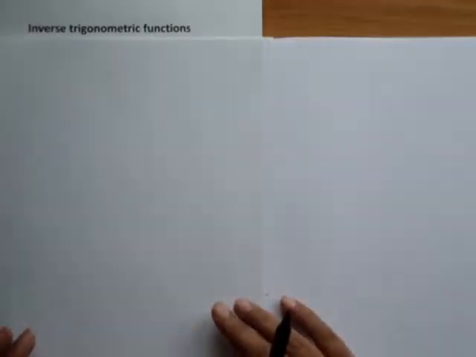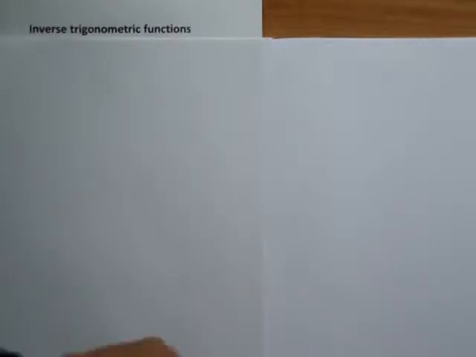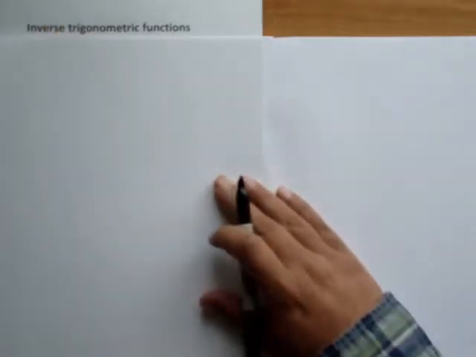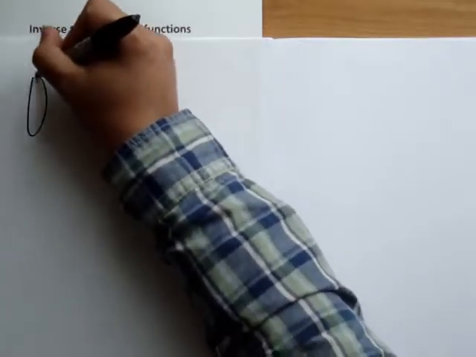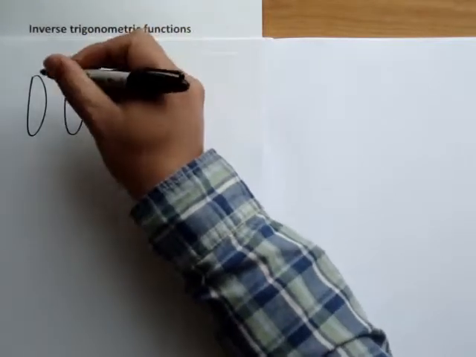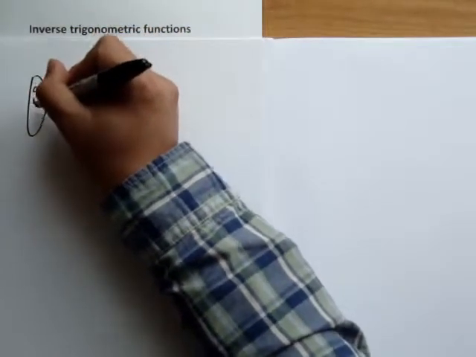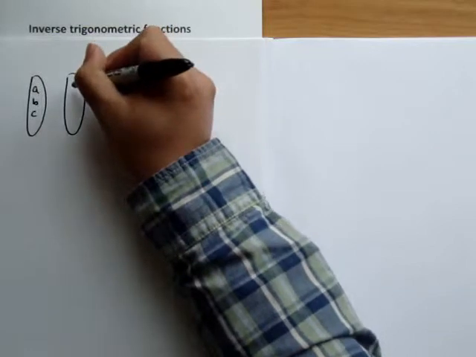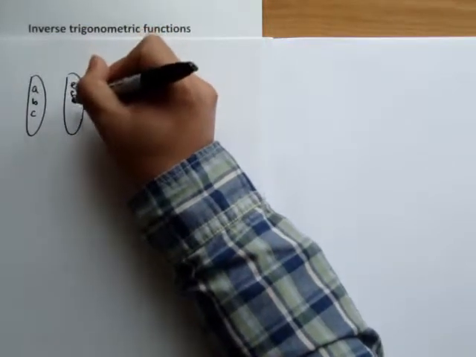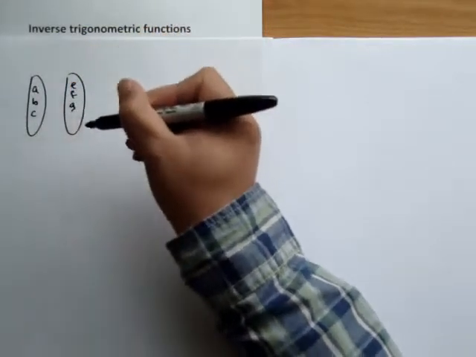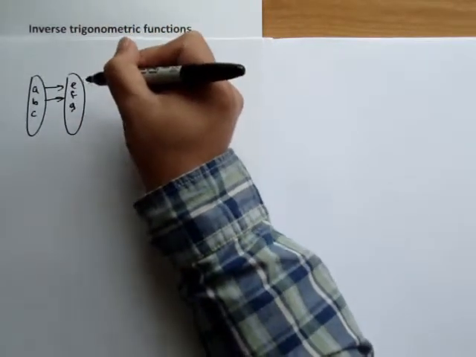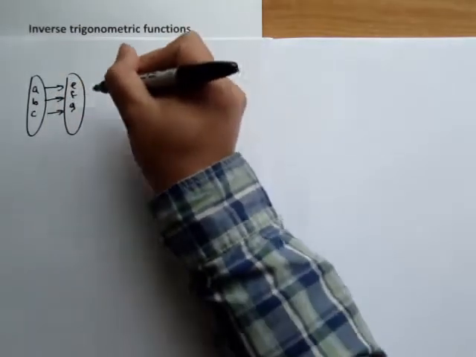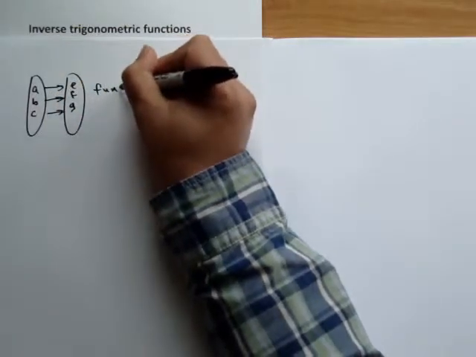Okay, we're going to talk a little bit about inverse trigonometric functions. When we start off this topic, let's first of all go over what a function is. So if we have two sets, on this set we have A, B, C, and in this set we have E, F, G. If A maps onto B, maps onto F, C maps onto G, this is a function.